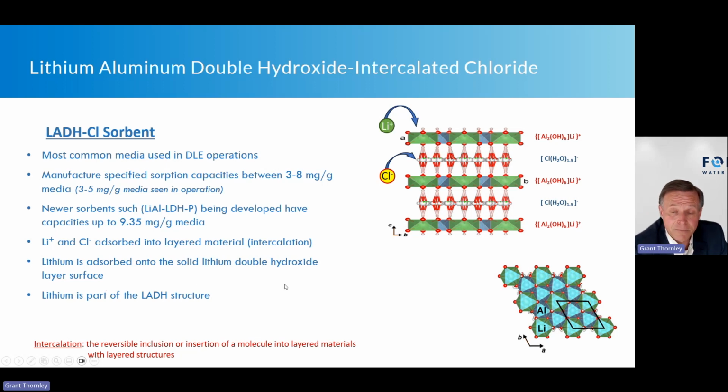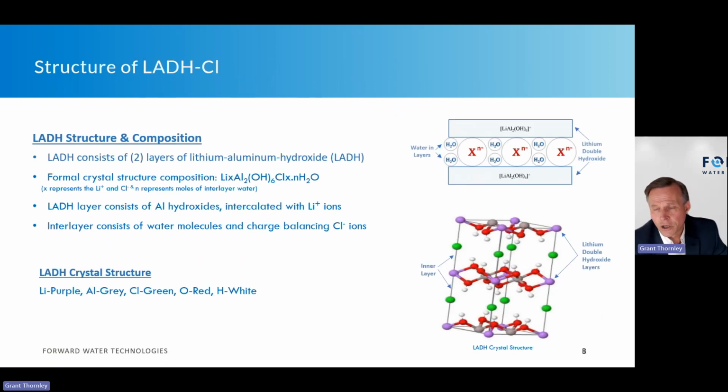As I said, forgive me for belaboring this. So here's another slide on the structure, a more simplified graphic. Here's the lithium aluminum hydroxide layer, and in this example there are two of them, and this is what I mean by the inner layer. The formal crystal structure is lithium, a number of aluminum ions, hydroxide, a number of chlorides, and then water. And this is water in between.